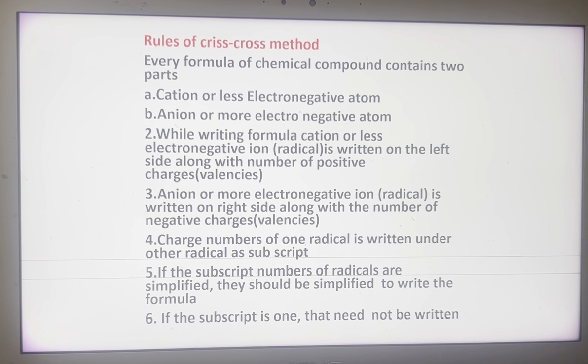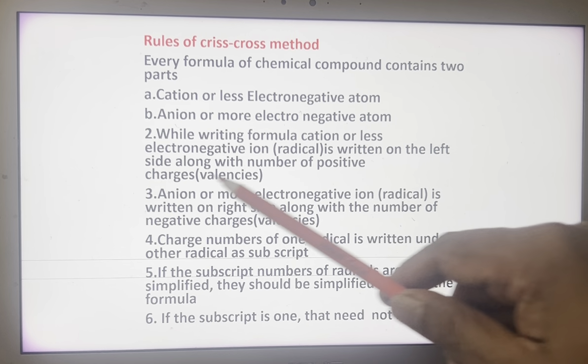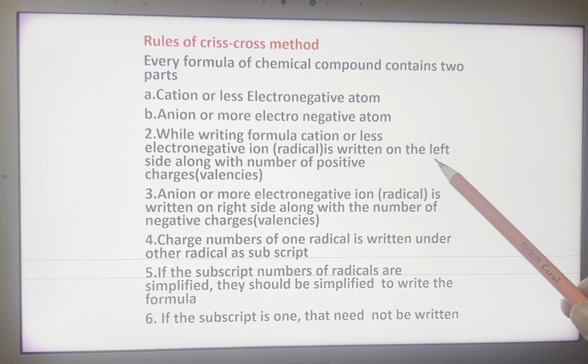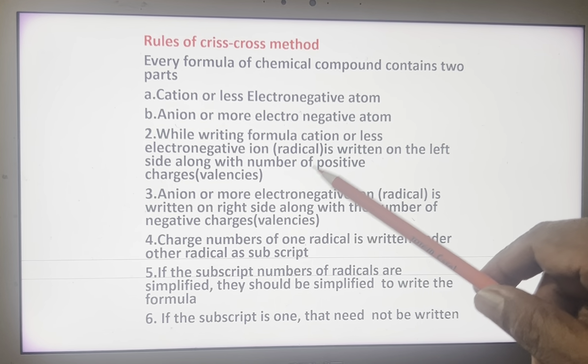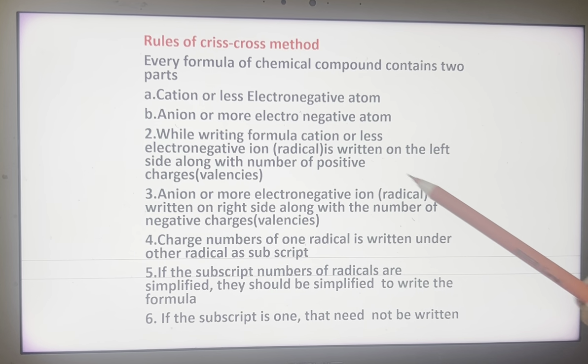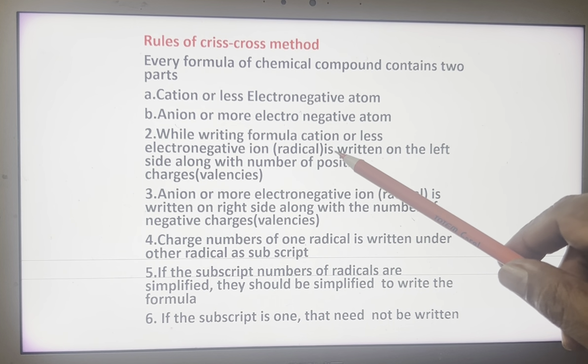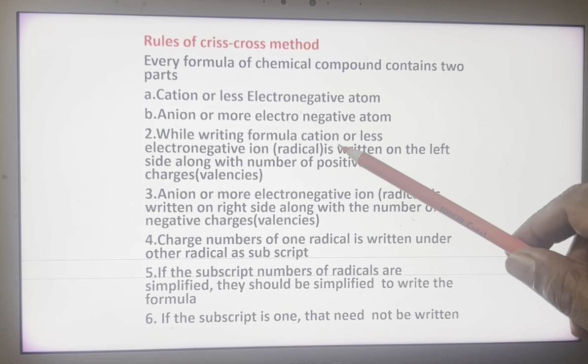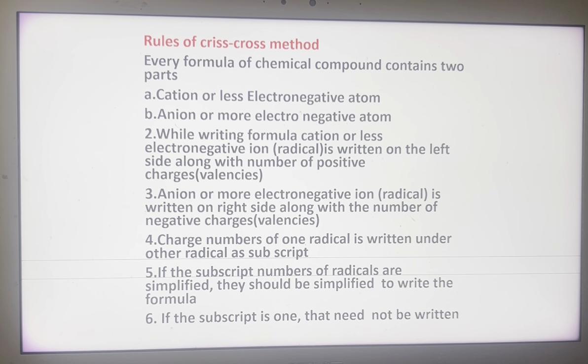Two parts will be there. The first part, the less electronegative atom or cation, is written on the left, and the anion is written on the right. The positive part, electropositive or less electronegative ion or atom, is written on the left. The more electronegative ion or radical or anion is written on the right.